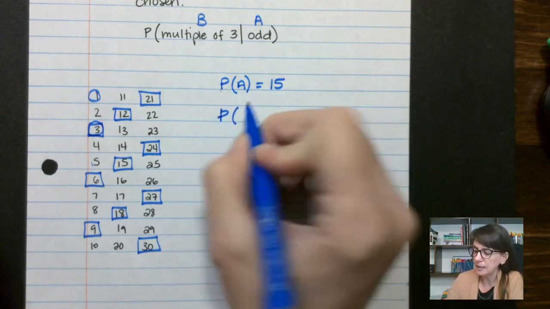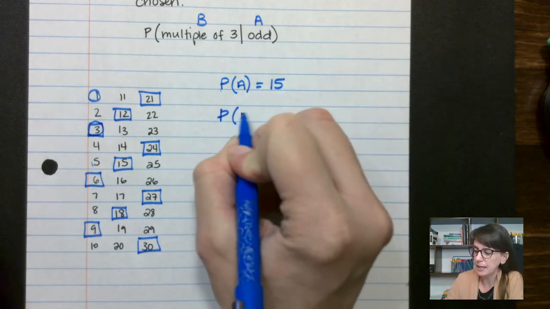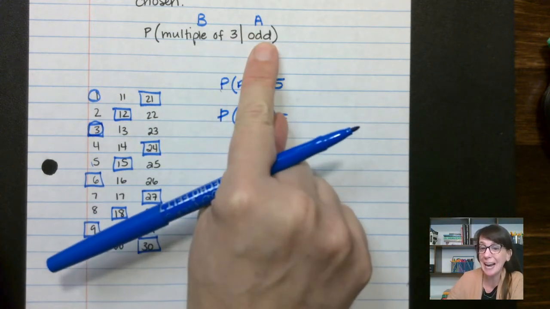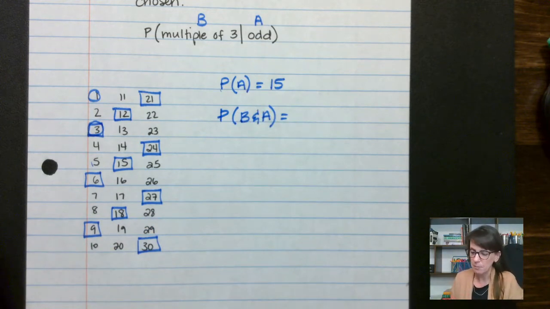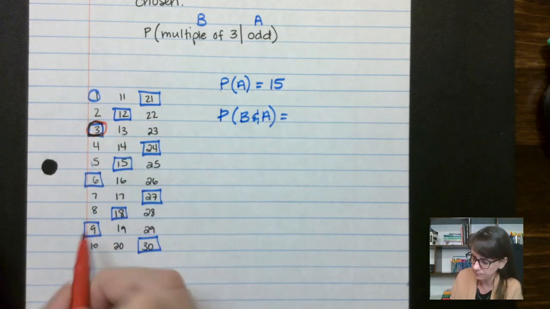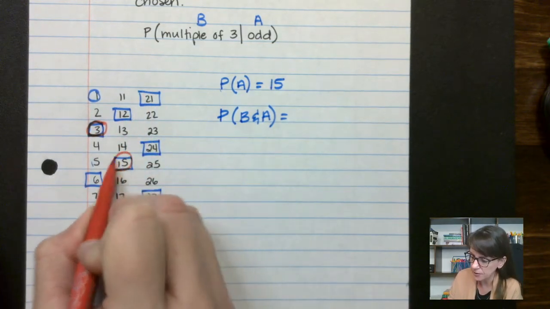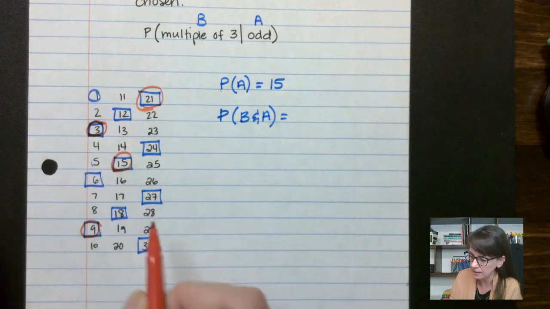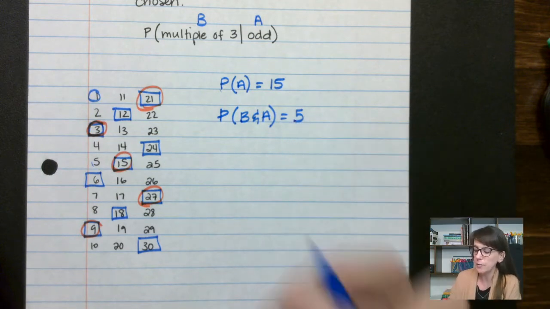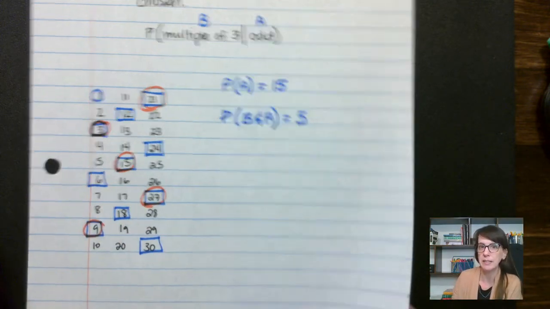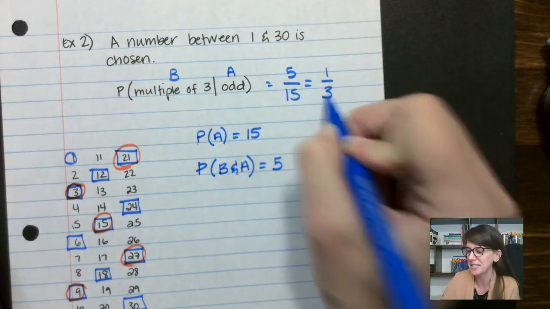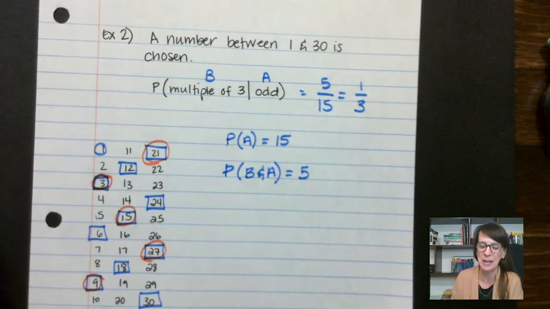Now, P of B and A, so what fulfills both multiple of 3 and is odd? Let's try a different color. Multiple of 3 and is odd. So we've got 1 here, 2, 3, 4, 5. So there are 5. So the way that we would write this is a multiple of 3, given that it is odd, is going to be 5 out of 15 or 1/3. I totally didn't plan for those to be both 1/3, but you get the idea.